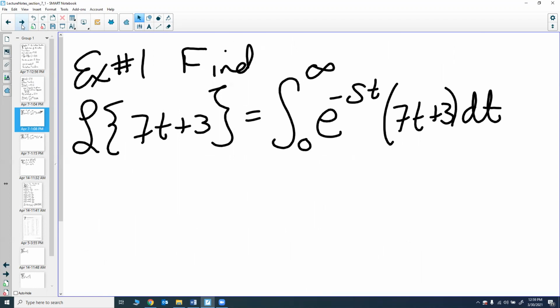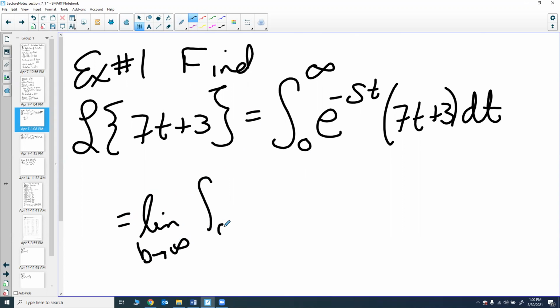And that again is the integral from 0 to infinity of e to the minus st, 7t plus 3 dt. So to find this, remember how we find these integrals. They're definite integrals, but we call them improper integrals. We need to find out how we do that. When we're involving infinity, we will be taking the limit as something, let's call it b, goes to infinity, of the integral from 0 to b of e to the minus st times 7t plus 3 dt.